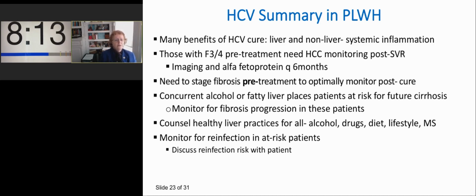FibroScan is no good. Concurrent alcohol or fatty liver places patients at risk for future cirrhosis, so they need to be monitored for fibrosis progression, and FibroScan is good for monitoring fibrosis progression, not regression. Need to counsel healthy liver practices for all with alcohol, drugs, diet, lifestyle, assess metabolic syndrome, and importantly, monitor for reinfection. Reinfection has to be discussed with all patients, but especially at-risk patients.